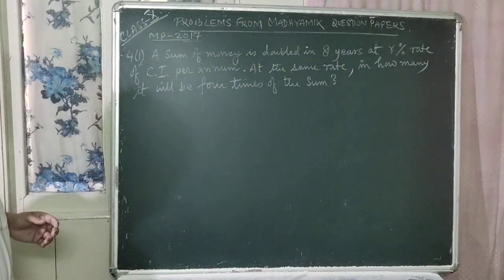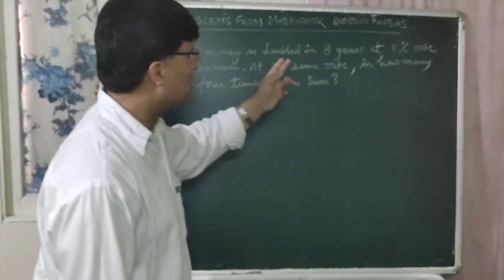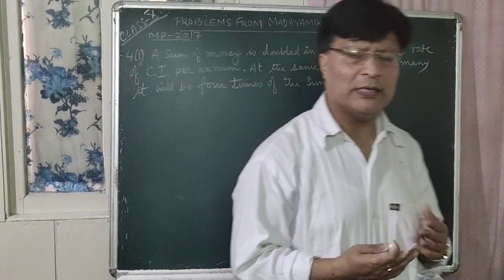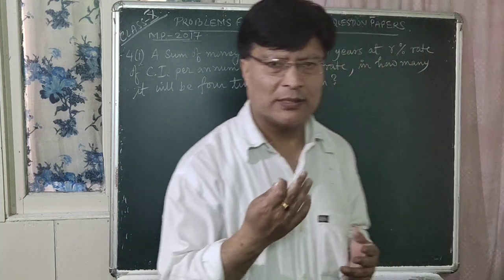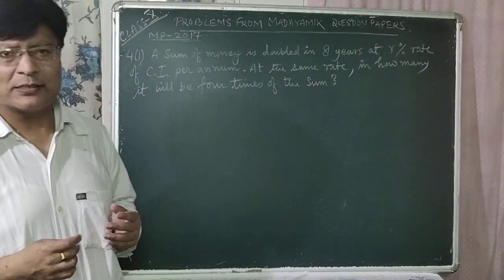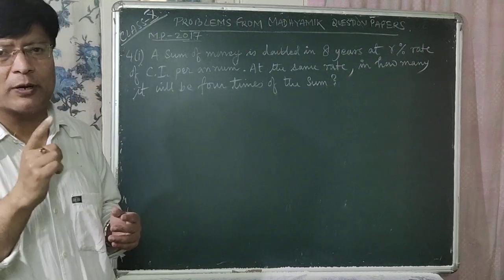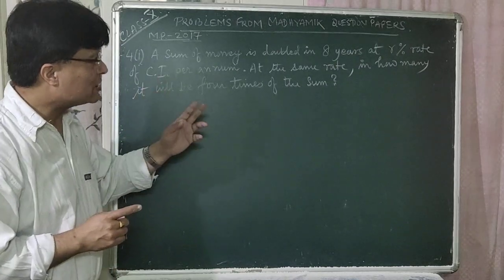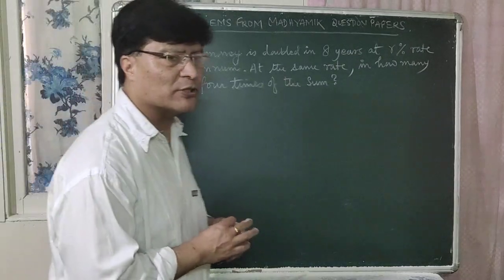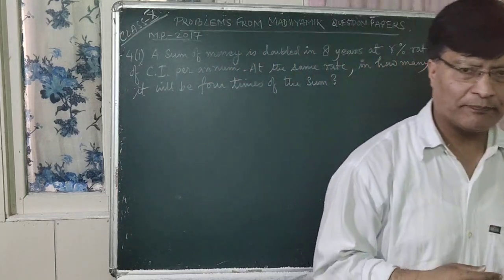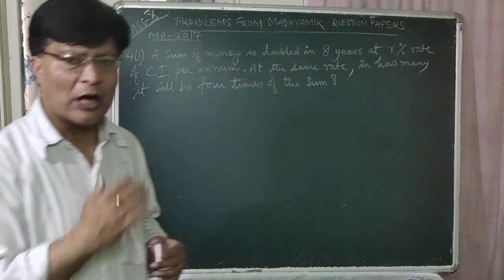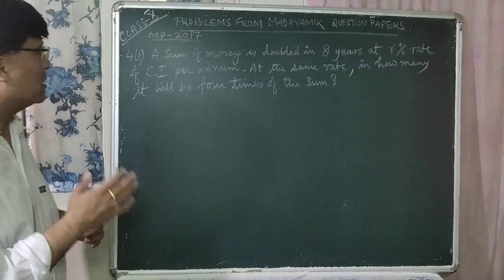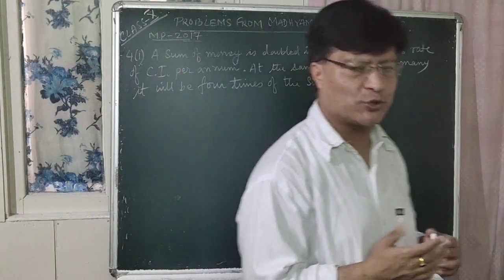Okay. So question number 4 is, a sum of money is doubled in 8 years at R% rate of compound interest per annum. A sum of money is doubled in how many years? 8 years. A sum of money is doubled in 8 years at R% compound interest per annum. So this is the problem from compound interest. Okay. So at the same rate, in how many years will it be 4 times of the sum? So you have to use the same rate. So in how many years will it be 4 times the sum?